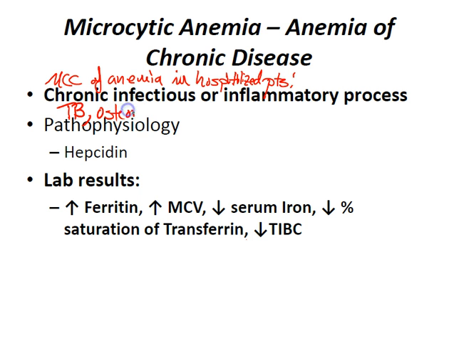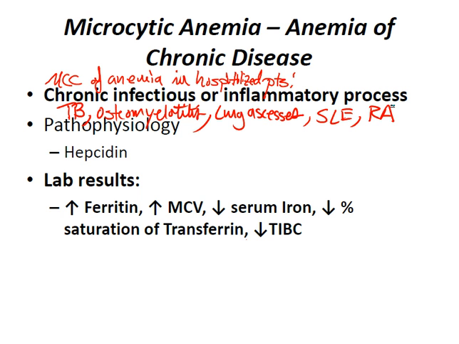osteomyelitis, and lung abscesses. Also some malignancies like Hodgkin's lymphoma, lung or breast malignancies, and even autoimmune diseases like SLE, lupus, and RA, they can all cause anemia of chronic disease. So what's the pathophysiology behind anemia of chronic disease? It's related to the persistent release of inflammatory mediators.